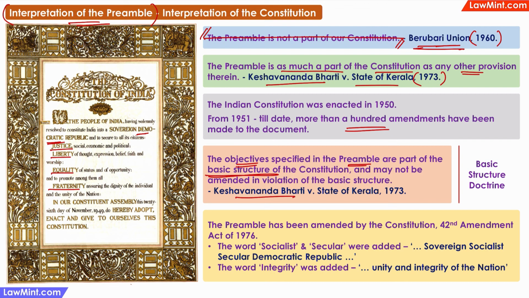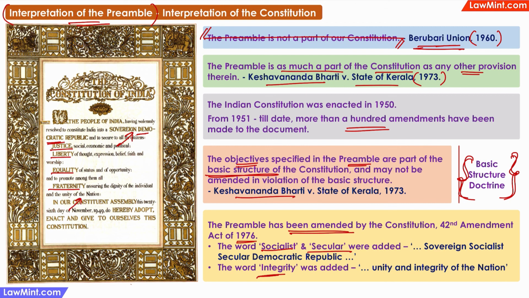These basic requirements have been called the basic structure of the Constitution, and the basic structure doctrine just means that the Parliament can amend any part of the Constitution, but the basic structure must not be altered. So, does it mean that the preamble cannot be altered at all? Well, it can be altered, and it has actually been altered at least once so far, in 1976. This was when the words socialist and secular were added here, and the word integrity was added here.